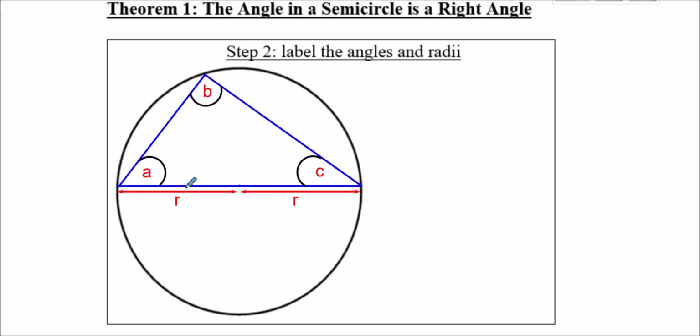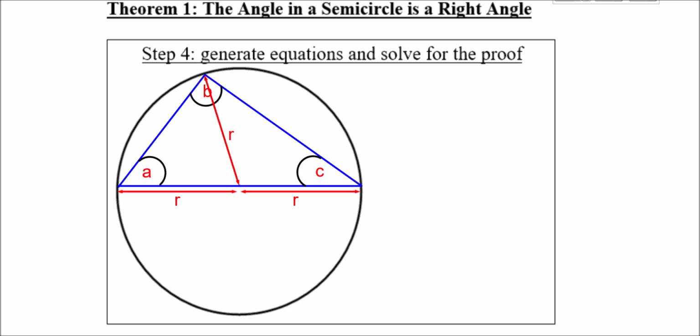So now we're beginning to form a picture of what we need to do, but we're not there yet by any means. Step 3, we need to add in an extra radius. So what we're going to do here is bring an extra radius up from the middle to this point on the circumference at B, like so. Next up, we're going to generate some equations and finish off this proof for ourselves.